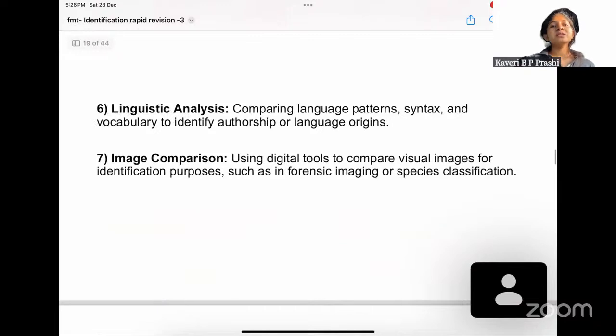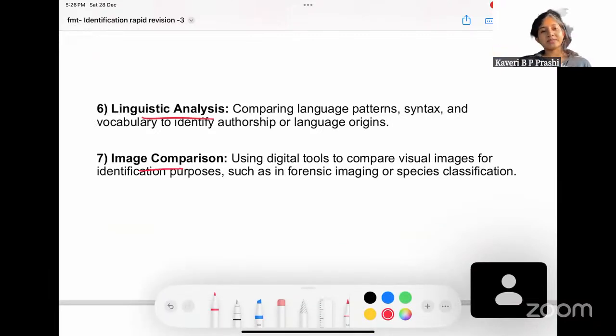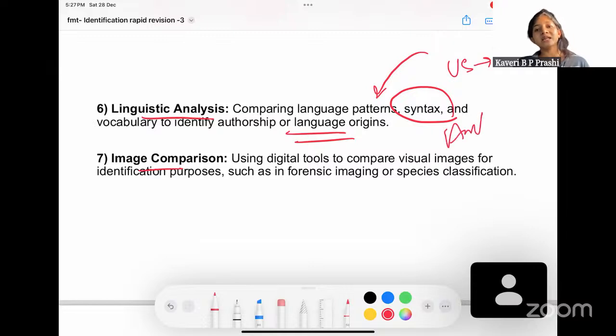There are also two more things, which are the linguistic analysis and the image comparison. So what is linguistic analysis? Comparing language patterns, syntax, how they spell, the accent of the person, the vocabulary, to identify authorship or language origins. For example, a person from the US might have a different type of accent. A person from Australia, a person from Asia, everybody has a different accent. No? Even in India, the way people in North India speak Hindi is very different from the way South Indians speak Hindi. So by looking at the syntax and the accent, you can do a linguistic analysis and segregate people. That is also a technique for identification.